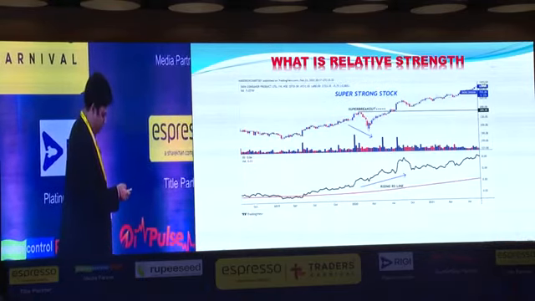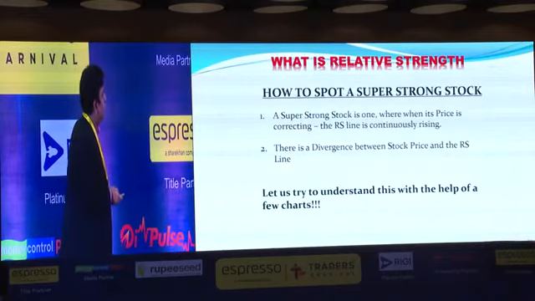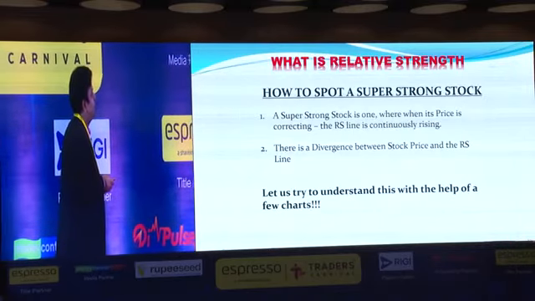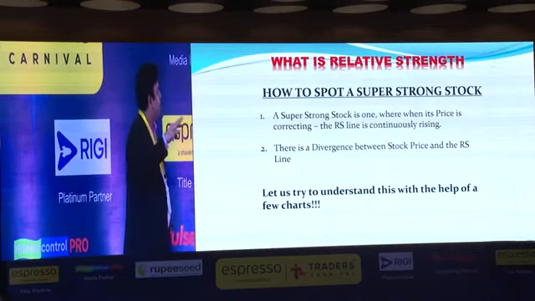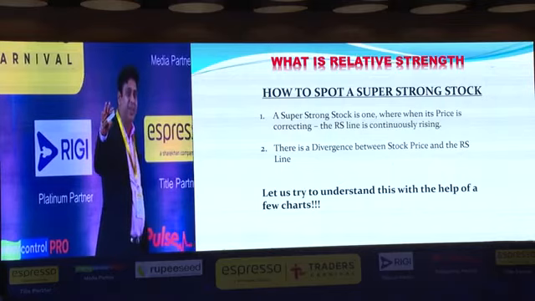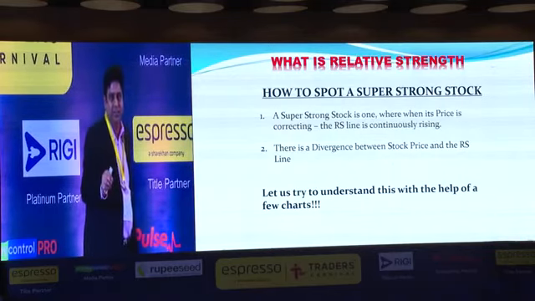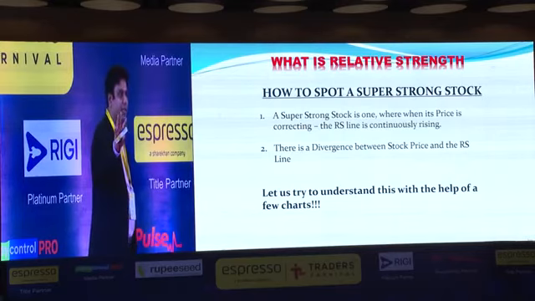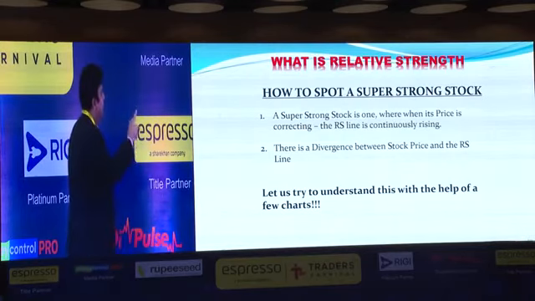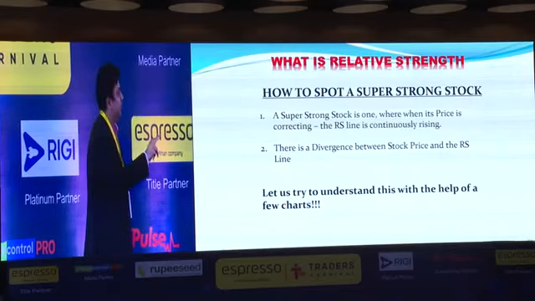A super strong stock is one where price is correcting, friends. Price is correcting. But my RS line is continuously rising even at the time of the correction. There is a divergence between stock price and the RS line.